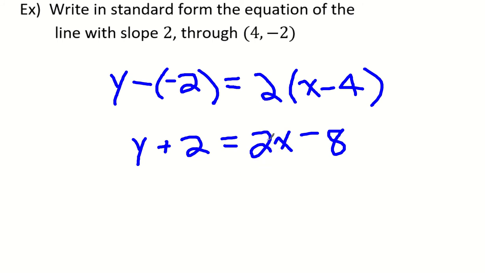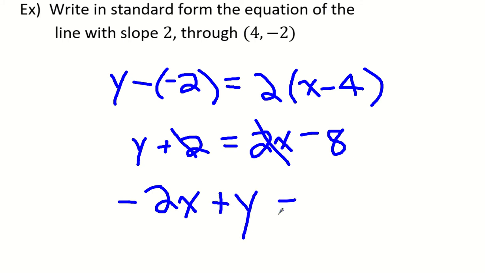You want the x term on the left side. So we're going to subtract 2x from both sides. And this number can't be over here on the left side if it's going to be in standard form, so I'm going to subtract 2 also to both sides. And so that's not going to be there anymore. And I got a negative 2x now on the left. I'm still going to have the positive y term. And again, since I'm subtracting 2 from both sides, this negative 8 is going to become a negative 10.